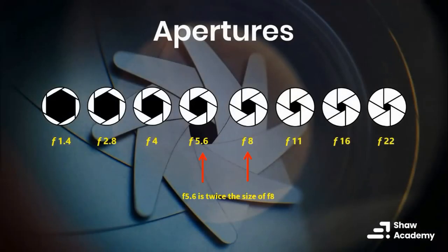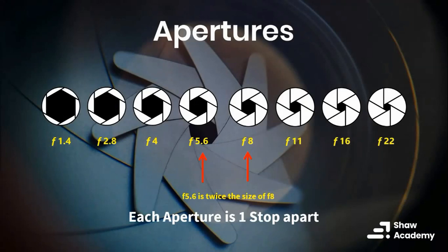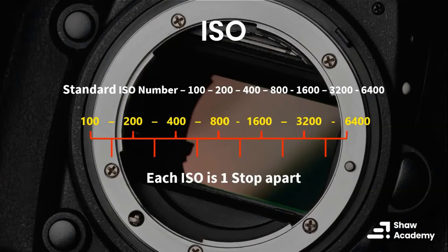Similarly here then, if we move on to our apertures, each aperture value is 1 stop apart. So f5.6 is twice the size of f8, meaning that twice the amount of light comes in, meaning they're 1 stop apart. Okay, so remember, with our apertures, the higher the f number, the higher the f value, the less light that reaches the image sensor. So as I go down in my f numbers, I'm increasing the light by 1 stop each time. And finally then, with our ISOs, the exact same thing here. Each ISO is 1 stop apart.